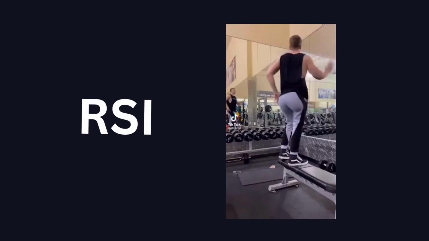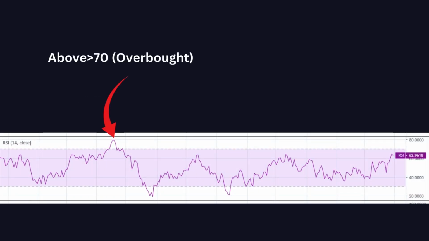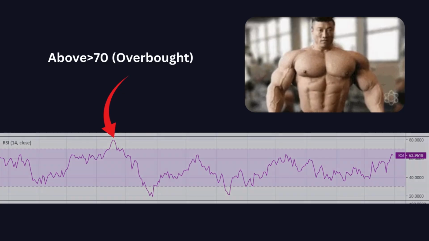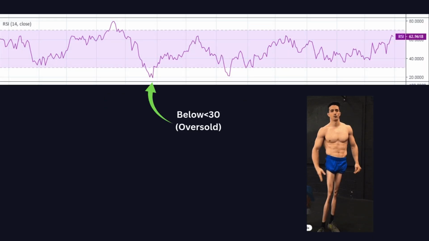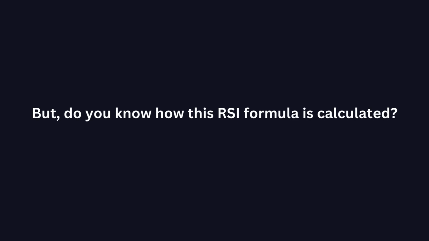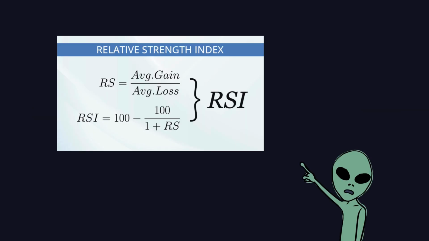Really? Alright, geniuses. So RSI is basically the gym mirror for stocks. It tells you when they're pumped up and flexing too much, or when they have skipped leg day for way too long. But do you know how this RSI formula is calculated? Here it is. What kind of alien language is this?